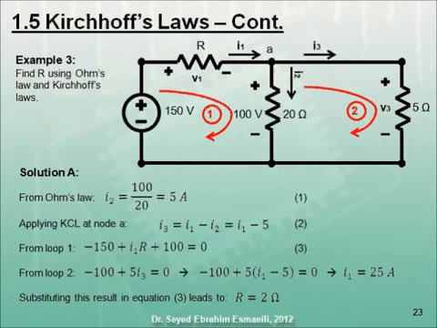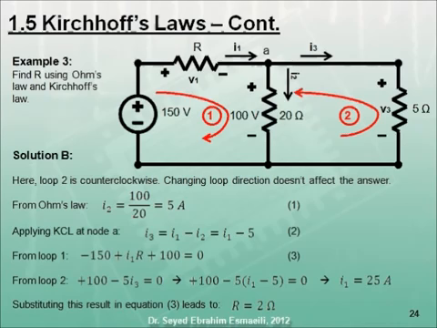Applying KVL on loop 1 and assigning a positive sign to voltage drops in the direction of the loop, we obtain minus 150 plus I1R plus 100 equals 0. Applying KVL on loop 2, we get minus 100 plus 5I3 equals 0, from which I1 equals 25 amps. Substituting this result in equation 3 leads to R equals 2 ohms.